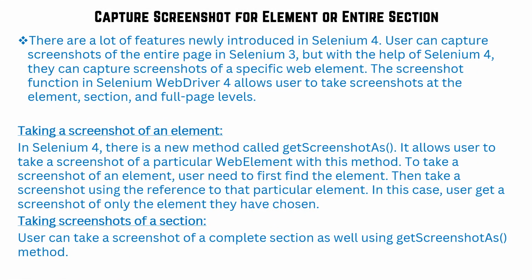So how can we do it at section level? In Selenium 4, there is a new method called getScreenshotAs. It allows users to take a screenshot of a particular web element with this method. To take a screenshot of an element, the user needs to first find the web element or section of the element, then take a screenshot using the reference to that particular element. In this case, the user gets a screenshot of only the element they have chosen.